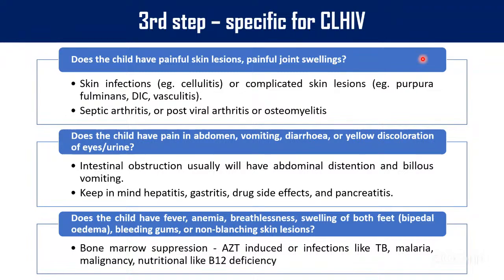So fever, anemia, breathlessness, swelling of both feet, which can be due to your anemia, can be due to cardiogenic failure due to myocarditis, or it can be due to kwashiorkor. So all these things you need to consider. AZT-induced anemias, infections, sometimes nutritional anemia like B12 deficiency, iron deficiency can also cause these situations.